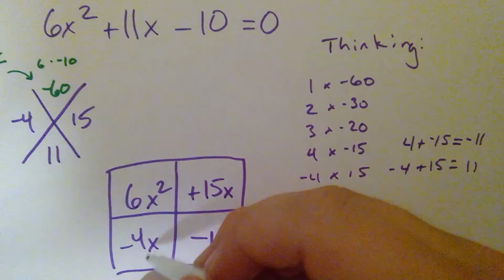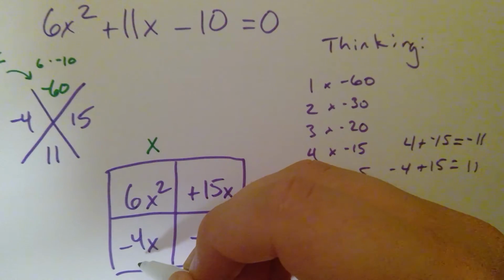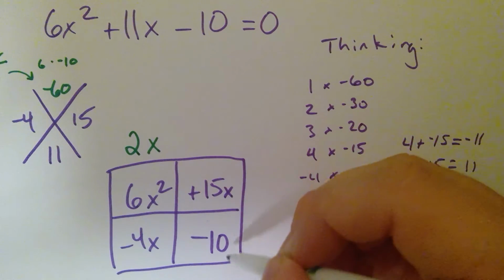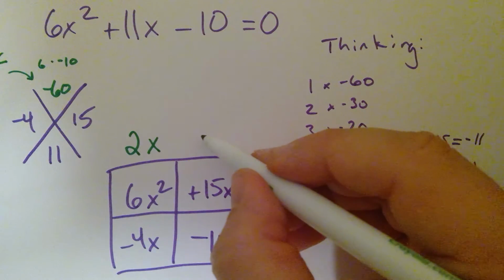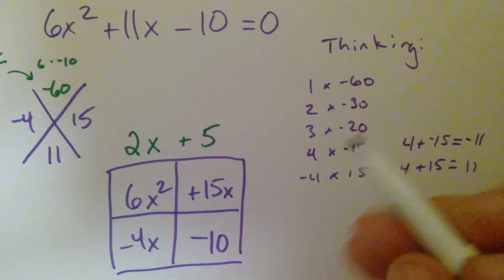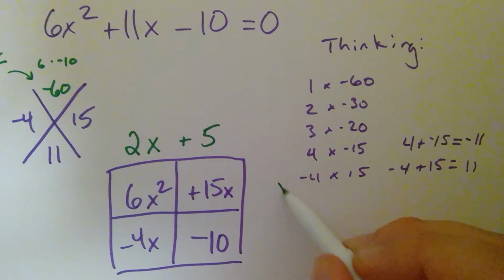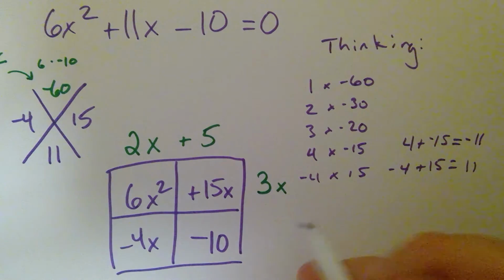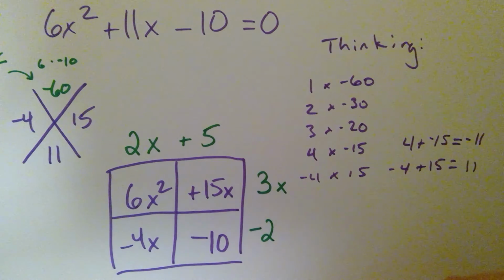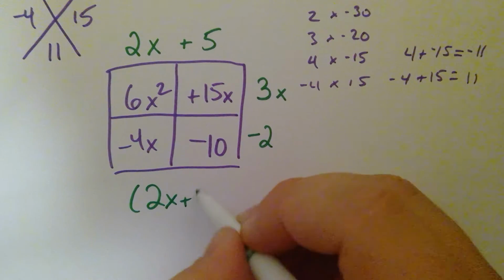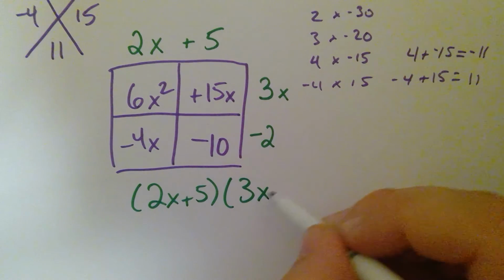Let's see what we can pull out. So we both have an x here. Now 6 and -4 are both divisible by 2. In this column here, 15 and -10 are both divisible by 5. That's where we have to make sure we know our factors, our multiples. Now go across here. They both have an x in them. 6 and 15 are both divisible by 3. And -4x and -10, they both have a negative, and they both are divisible by 2. So our factors here are 2x plus 5 times 3x minus 2.